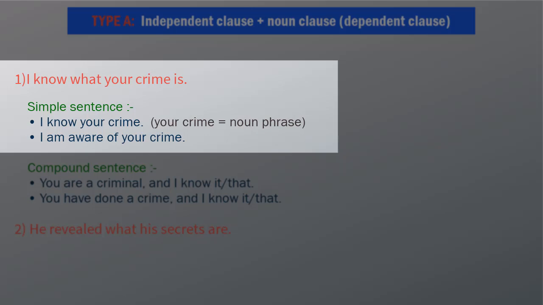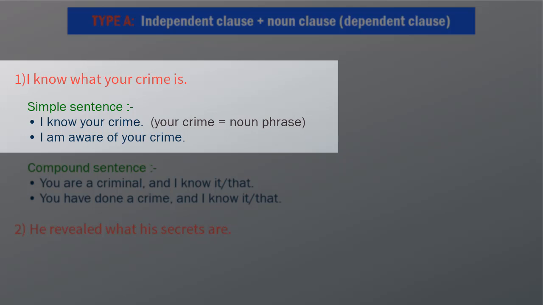Another way to say the same is, I am aware of your crime. I know can be replaced with I am aware of. I know your crime. I am aware of your crime. I know what your crime is. All these sentences give the same meaning. We've just transformed the structure of the complex sentence. The sentence still gives the same meaning. So that's how we transformed it into a simple sentence.